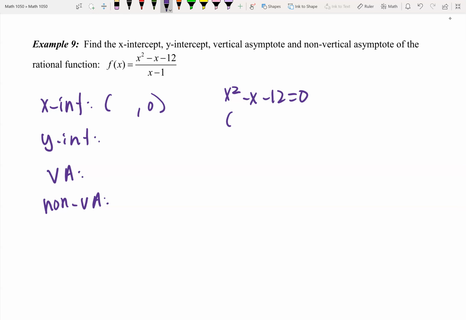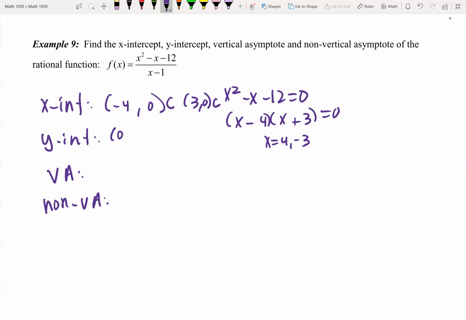Yep, but this factors. So it goes to x and x, and 3 and 4. The biggest is the negative. I get x equals 4 and -3. Please don't write them like that. So it's -4, comma 0 crossing, and 3, comma 0 crossing.